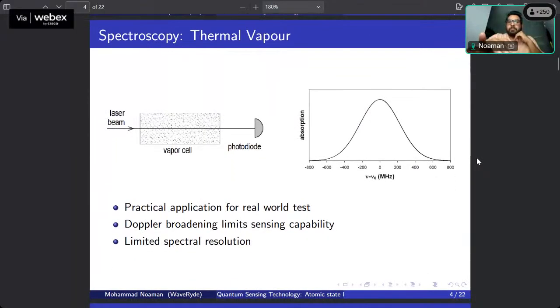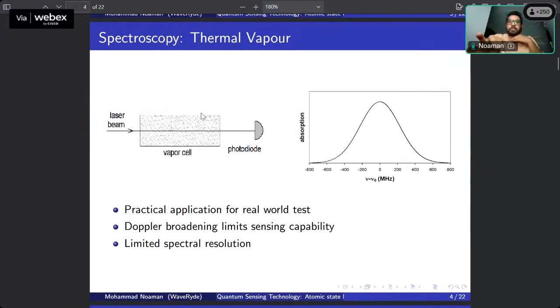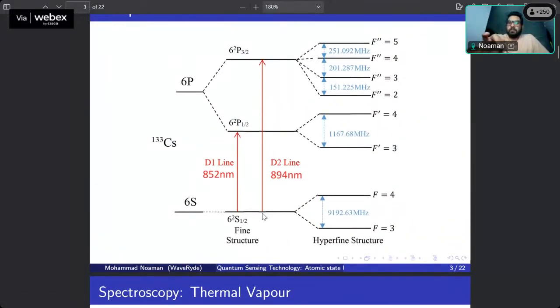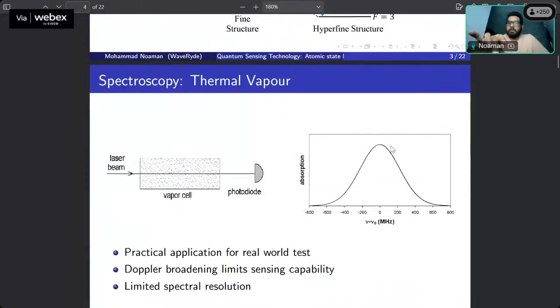So again, it's a simple diagram. This is a vapor cell, and the laser beam goes onto a photodetector. If you send a laser beam, you can scan the frequency. The laser beams are tunable, so you can scan the frequency over several hundreds of megahertz. If you just scan the laser, you would see absorption because the atoms have certain transitions. If the laser matches a transition level, it will show up as a little absorption peak.